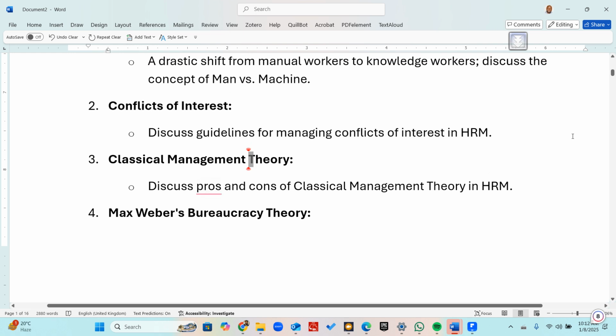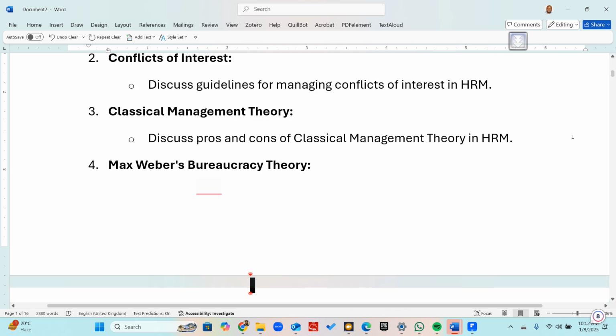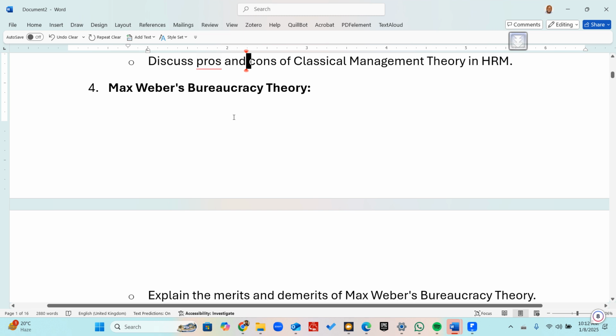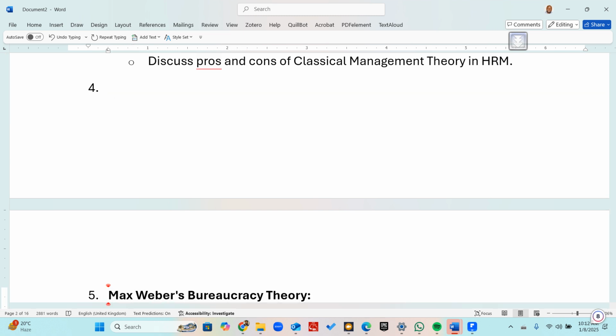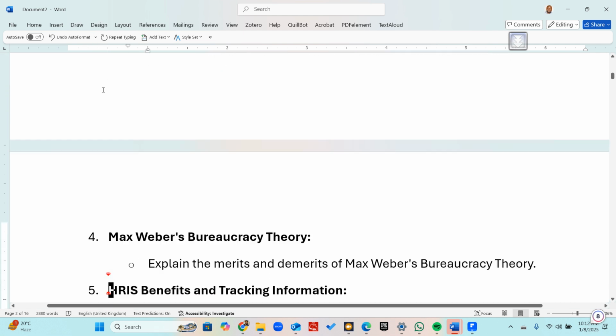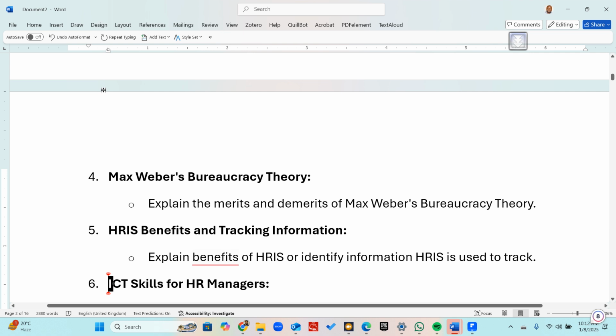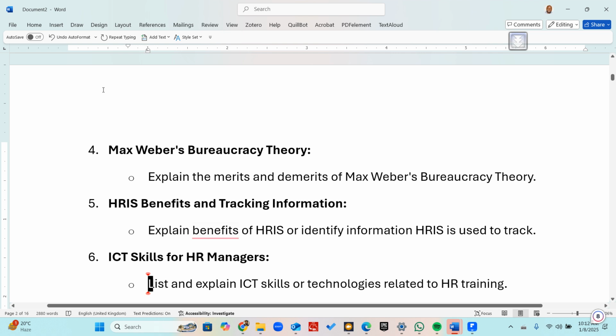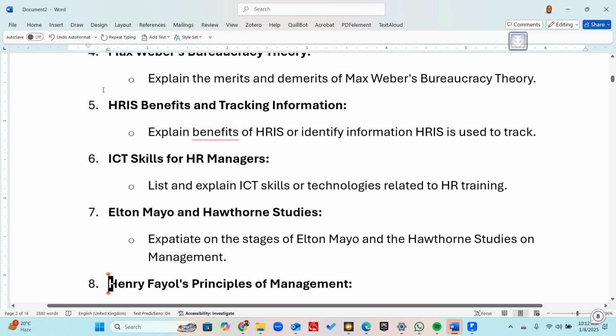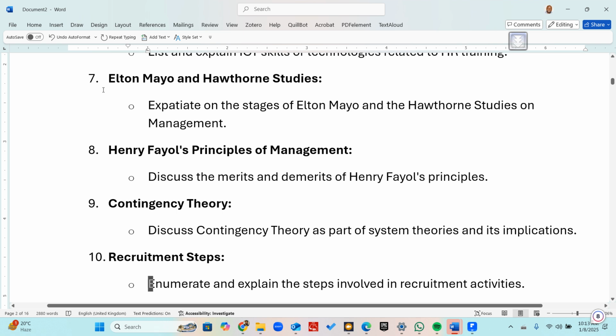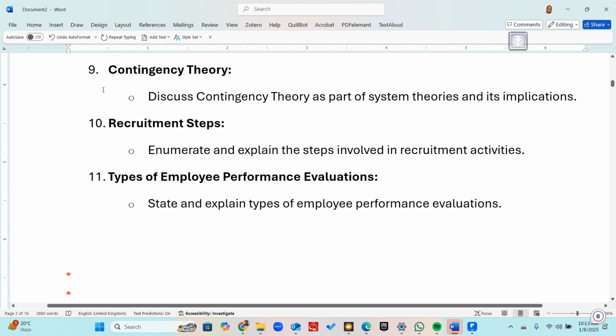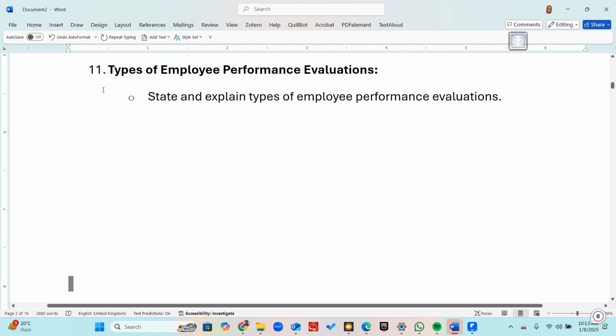conflict of interest, guidelines for managing conflict of interest in HR, classical management theory, Max Weber bureaucracy theory, which explains the merits and demerits of Max Weber bureaucracy theory. HRIS, benefits in tracking information system, skills and ICT skills for HR managers, and Elton Mayo and Hawthorne studies. So then we have Henri Fayol, Principles of Management, Contingency Theory, Recruitment Steps, and types of employee performance evaluation.